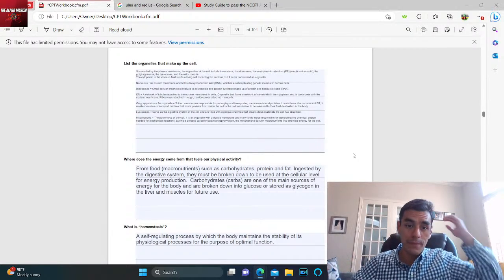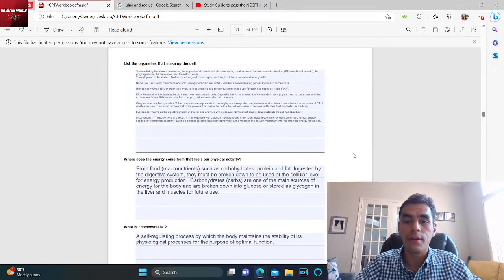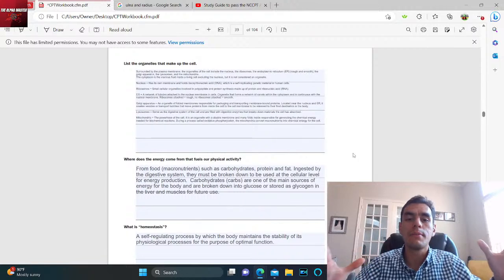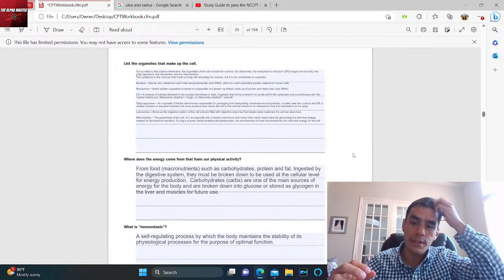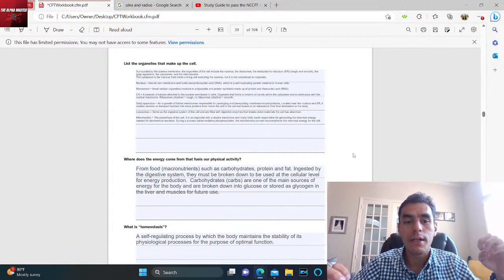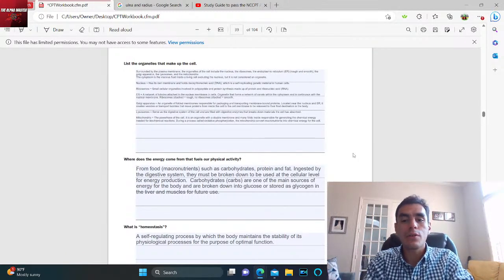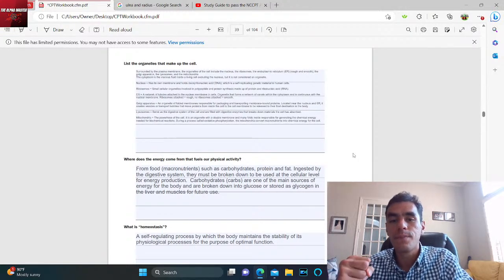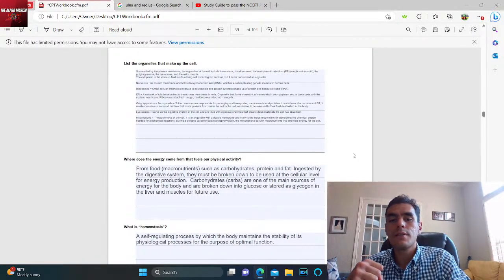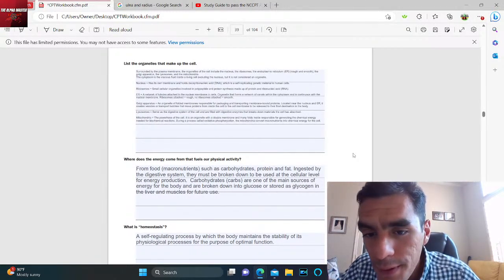The lysosomes serve as the digestive system of the cell and are filled with digestive enzymes that break down materials the cell has absorbed. And mitochondria is the powerhouse of the cell. It is an organelle with a double membrane and many folds inside, responsible for generating the chemical energy needed for biochemical reactions. During a process called oxidative phosphorylation, the mitochondria converts the macronutrients into chemical energy for the cell. Now, let me pause right there.